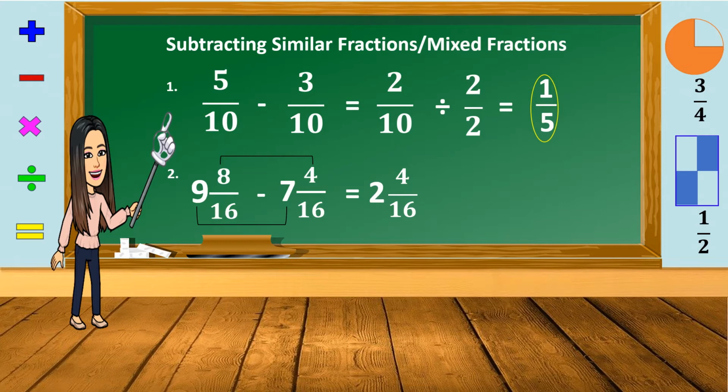Reduce the fraction part to lowest term. 4 and 16 can be divided by 4. 4 divided by 4 is equal to 1. 16 divided by 4 is 4. And then copy the whole number, which is 2. So the final answer here is 2 and 1/4.